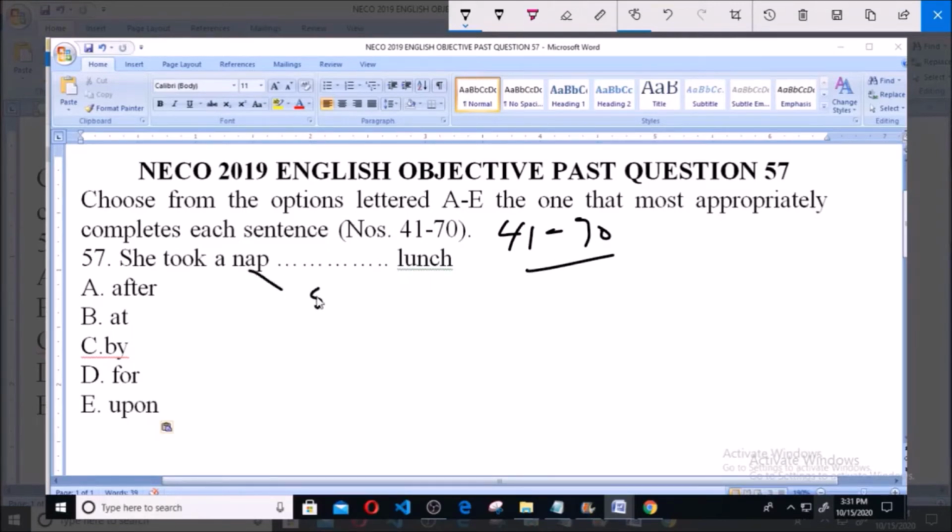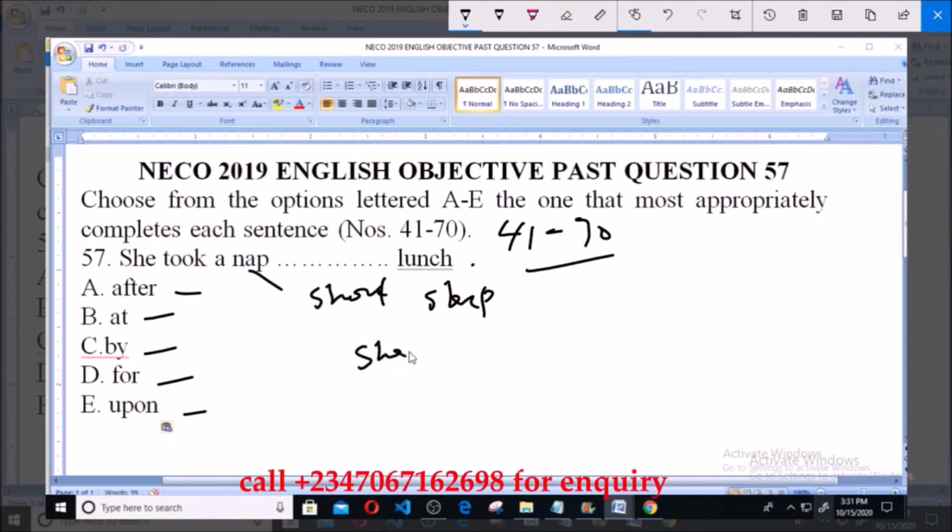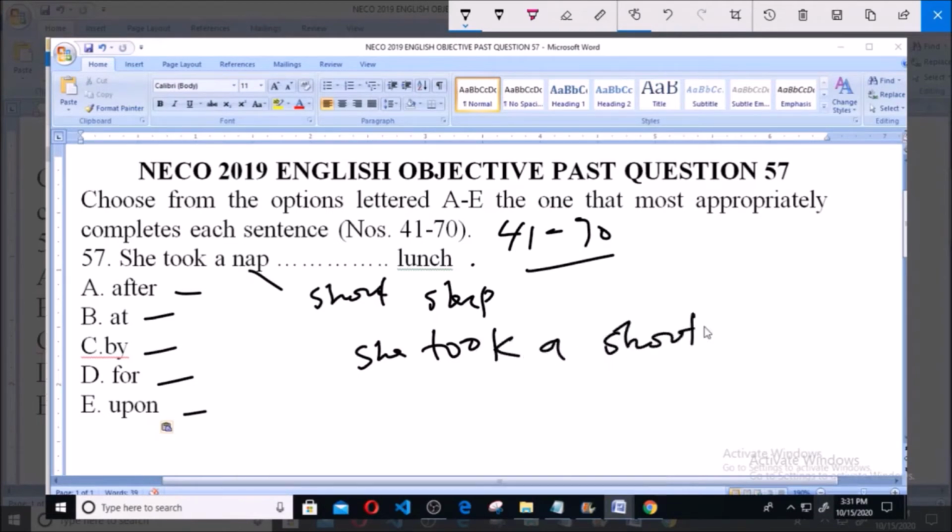Nap here means short sleep. So the statement has explained itself. A, after; B, at; C, by; D, for; E, upon. Now let us rewrite the statement: she took a short sleep. Is it at lunch, or by lunch, or for lunch, or upon lunch? It was after lunch. So option A is correct.